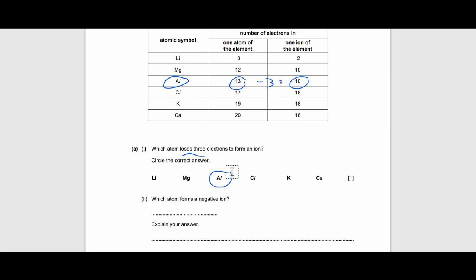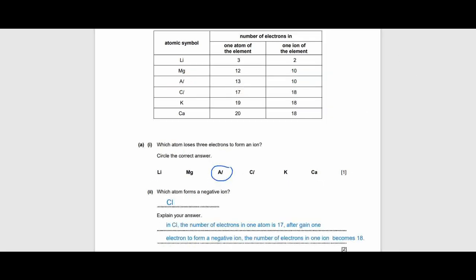So you got your answer? Let's open up. Well, the answer is Cl. Explain your answer: in Cl, the number of electrons in one atom is 17. After gaining 1 electron to form a negative ion, the number of electrons in one ion becomes 18.